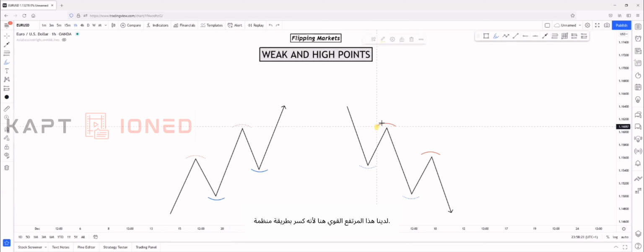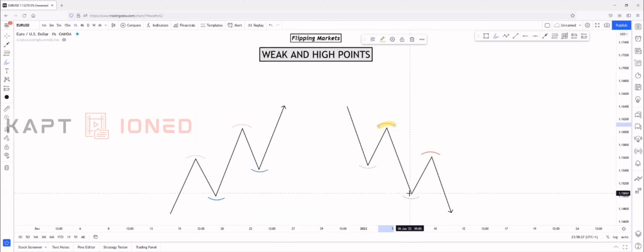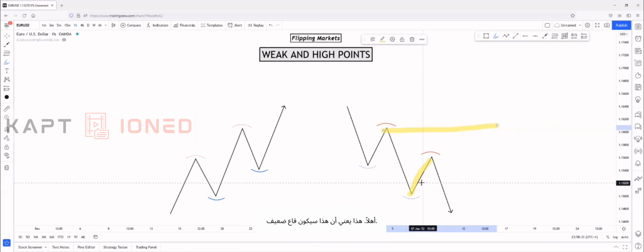We have this strong high here because it broke structure to the downside. After the strong high and the break of structure has been created, price started to form a pullback. And this pullback, this leg, failed to break above this strong high. So this means this will be a weak low.